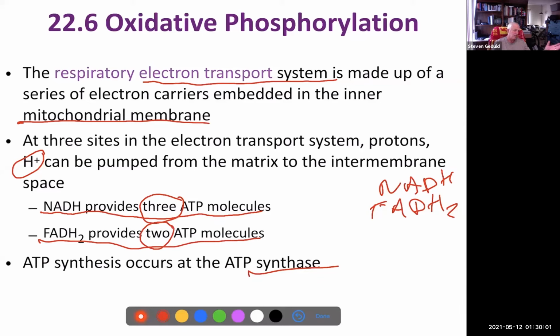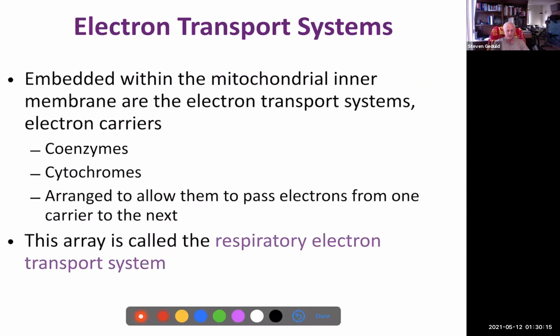So the NADH and the FADH2 that have been produced are now going to be used to transfer those trapped electrons to the electron transport chain found inside the mitochondria. And that's going to produce more ATP. So, an electron transport system. Embedded within the mitochondrial inner membrane is the electron transport system. These carry electrons. They move electrons from one place to another and absorb enough energy when moving down that chain to produce enough energy to convert ADP to ATP.